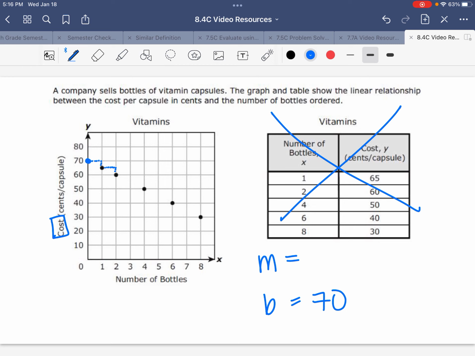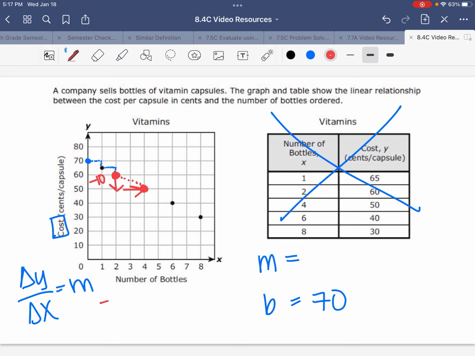But I want to know slope. I want to know that cost per bottle. So as y changes and as x changes, I want to know what that is. So if I'm looking from this point, and I'll do a different color so you can see, from this point to this point, and you could use different points, it doesn't matter because they're all points on the same line. But I'm going from 60 down to 50. So because we want to create that right triangle, I'm going from 60 down to 50. So I'm decreasing by 10.